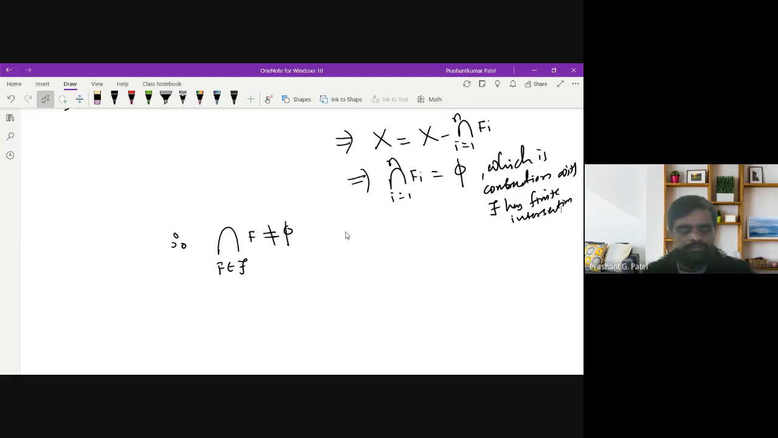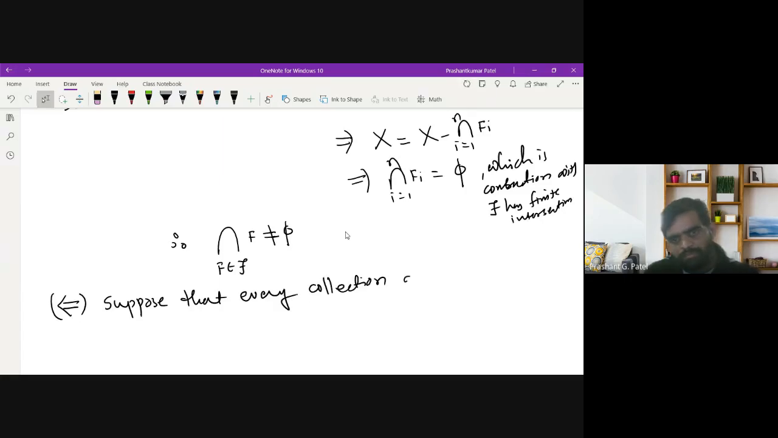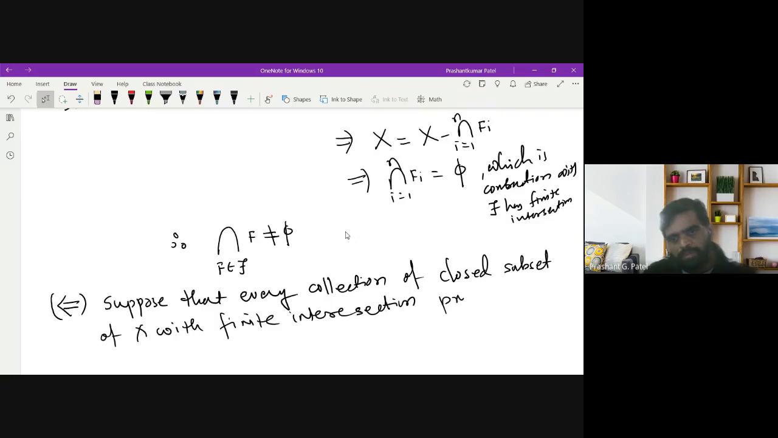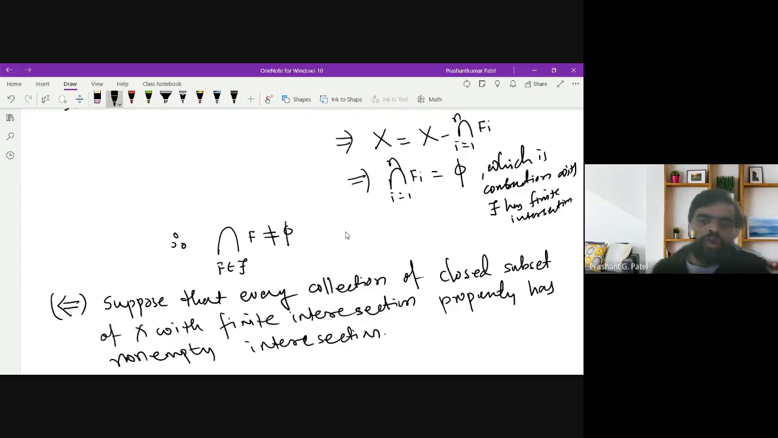So we can say that the intersection of F, F belonging to script F, is non-empty. This is always there. Now the converse part, that is this part. Suppose that every collection of closed subsets of X with the finite intersection property has a non-empty intersection. What is our objective? We shall show that X is compact.